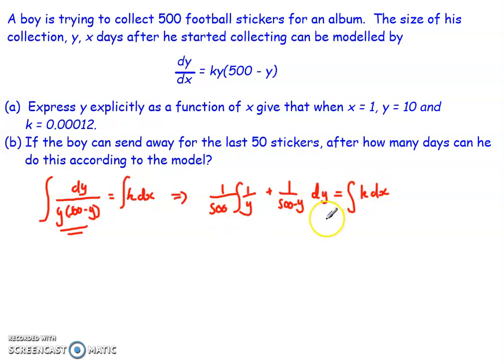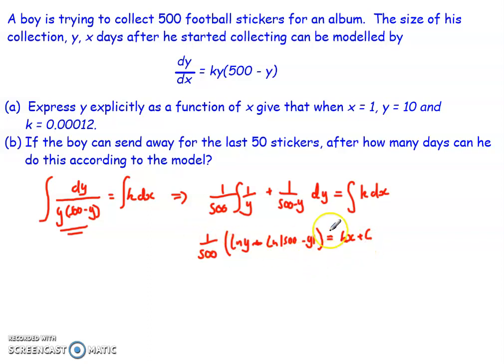Integrate both sides of this. What I'll end up getting is 1 over 500 times, and I'm going to keep this outside and integrate this part on its own, ln of y plus, well, it's going to be negative, so I'm just going to change it to a minus here, minus ln of 500 minus y, close the bracket, equals kx plus c. So that's what I've got there.